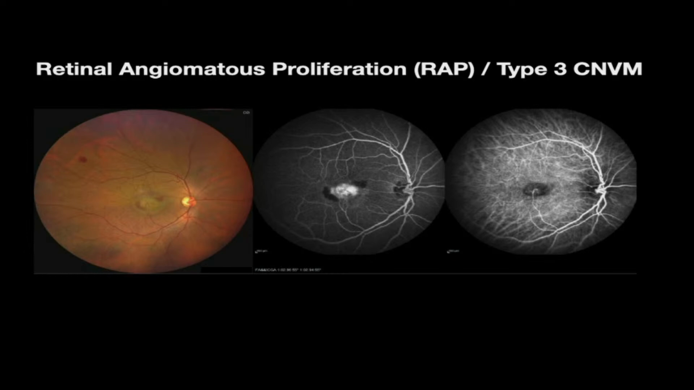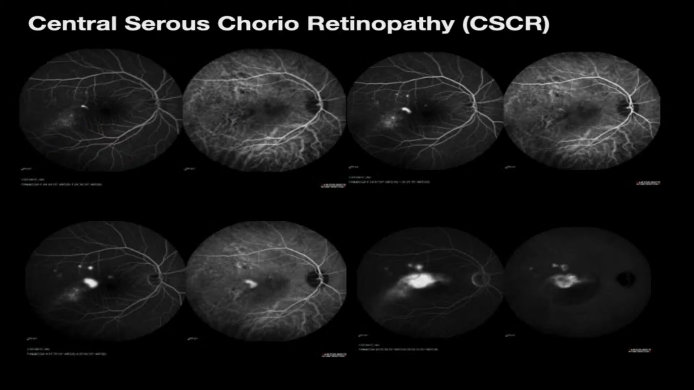So, again, it's a good modality to differentiate between RAP lesions as well as RAP and polyp. As you can see over here, you can see a lesion over here. And in the angio, you can make out that there's a feeding retinal vessel over here. Similarly, ICG can be useful to differentiate between CSCR and PCV.